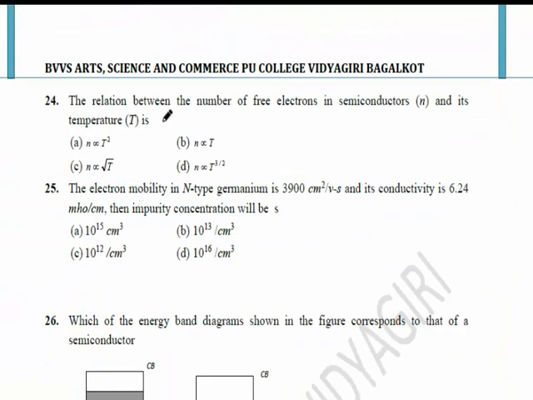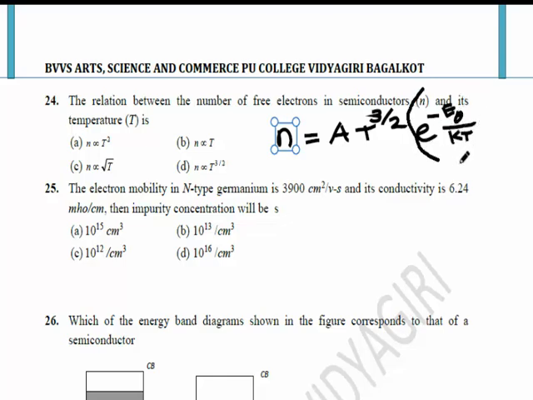24th question. The relation between the number of free electrons in semiconductors and its temperature is. We know that the number of free electrons, n, is written as constant A into T raised to 3 by 2, into e raised to, it is an exponential constant, Eg, forbidden energy gap, divided by Kt.